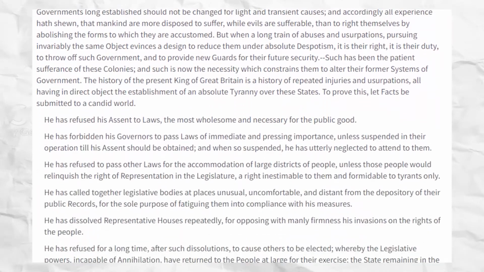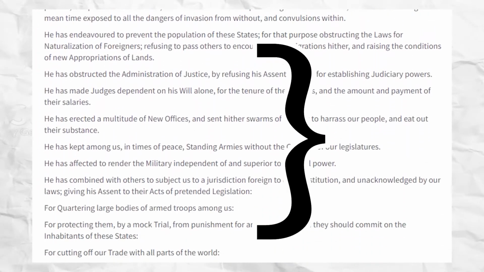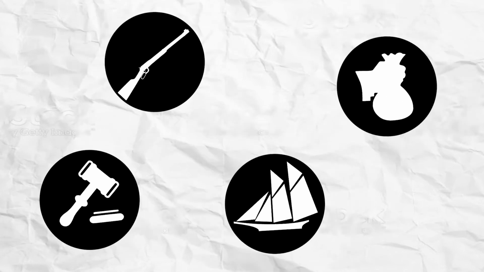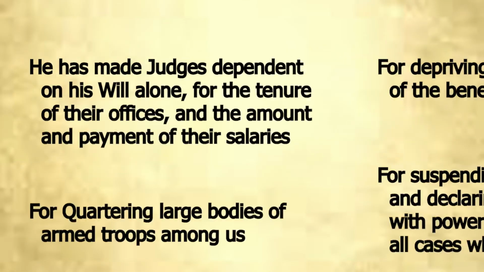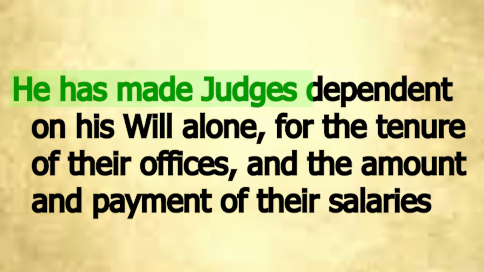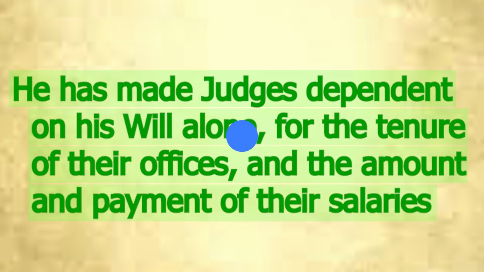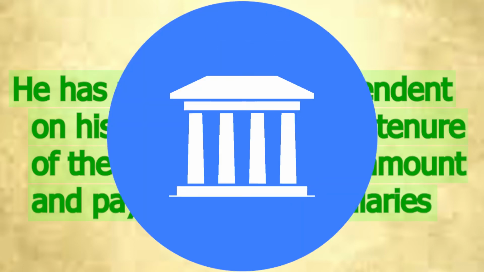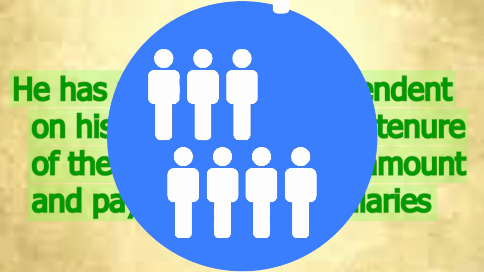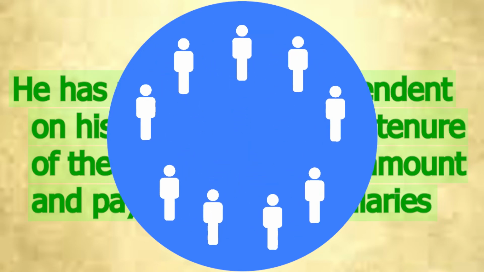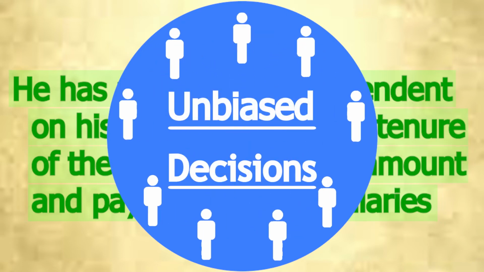So the next part is the list of grievances, evidence to back up their claim. There are parallels to our current government from this list. Among these are: he has made judges dependent on his will alone for the tenure of their office and the amount and payment of their salaries. When designing the Supreme Court, our founding fathers made sure that the justices served lifelong terms so they would not be influenced by whoever's currently in power and other factors.